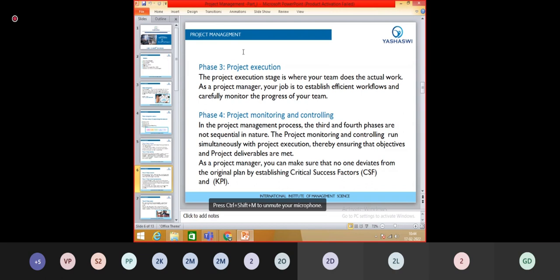Does anyone know the critical success factor and key performance indicator? I think so. This point is also applicable for the HR specialization students too. At the time of monitoring evaluations of your performance evaluations of your employees, you require key performance indicators. You require critical success factors.